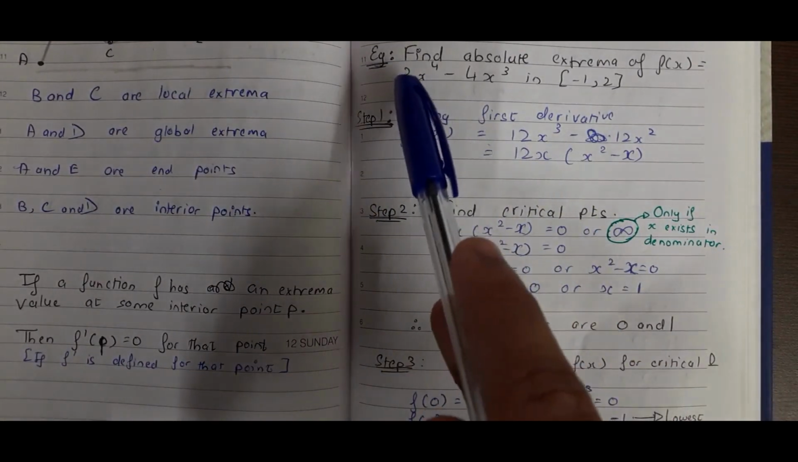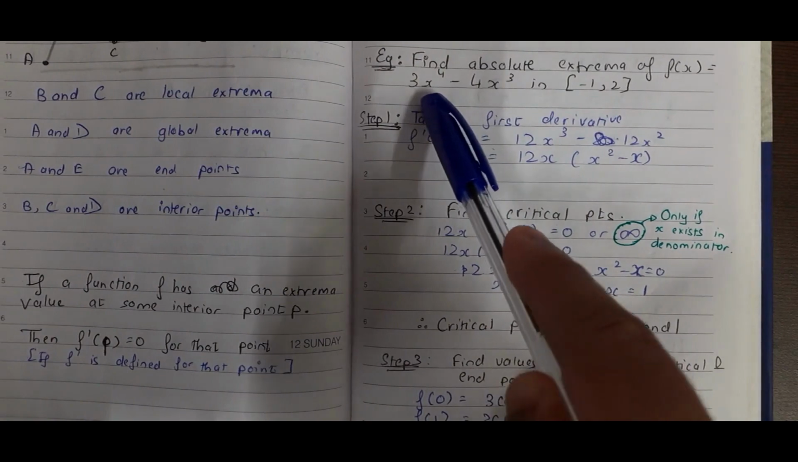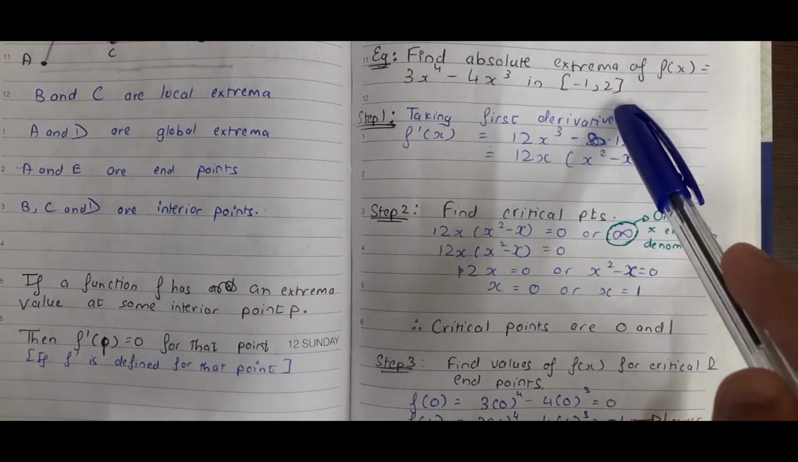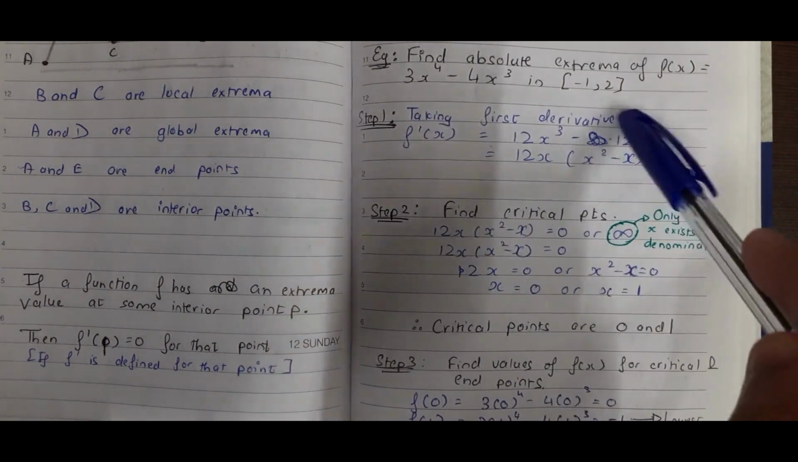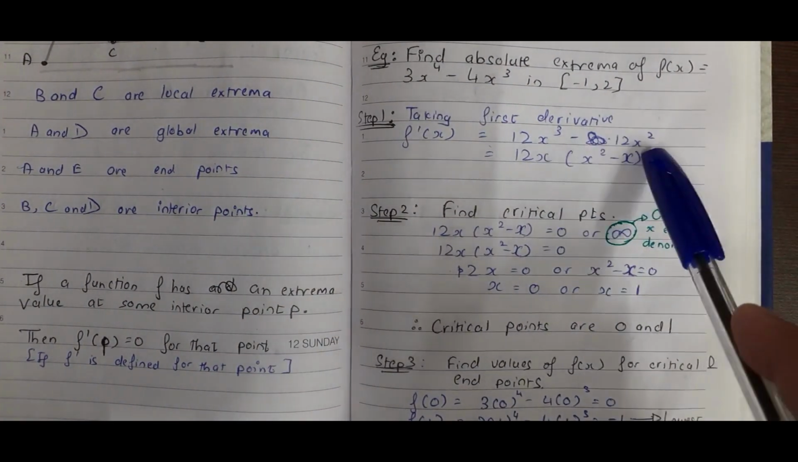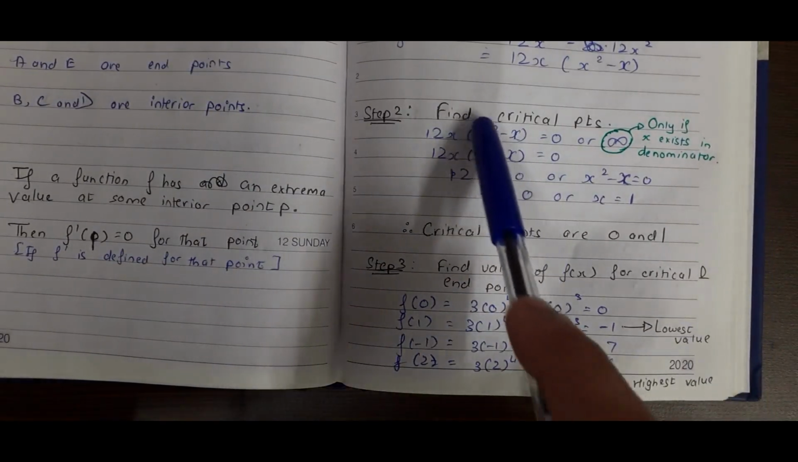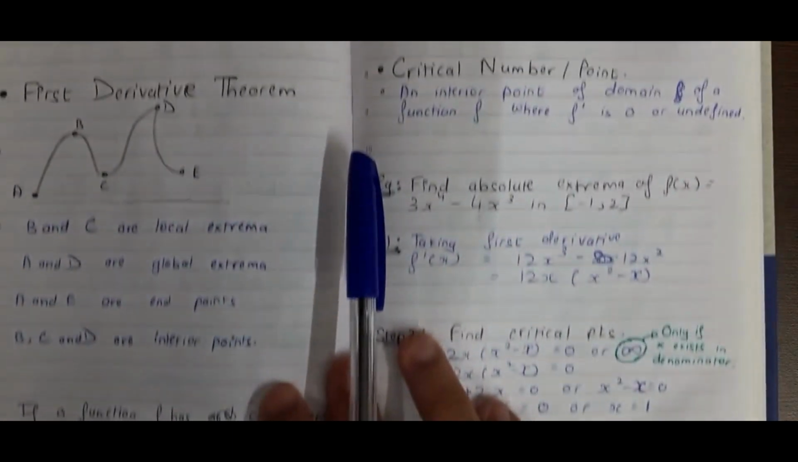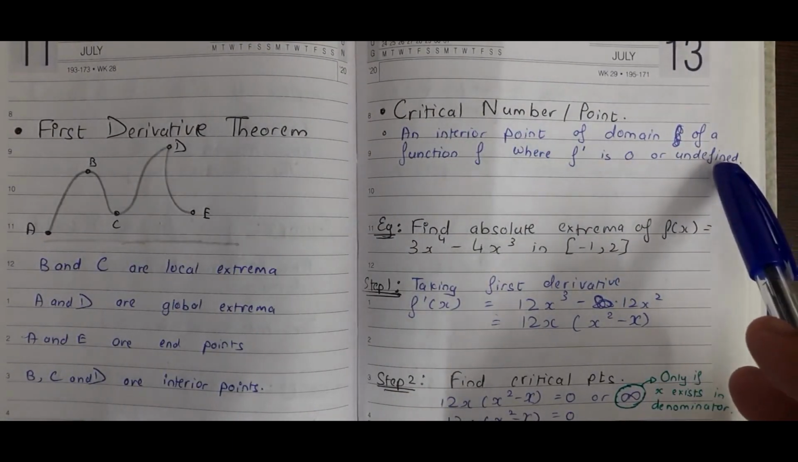Let's take an example. Find absolute extrema of f of x equals 3x to the power 4 minus 4x cubed on the interval minus 1, 2. The first step we do is we take the first derivative of the function. So we get f dash of x equals 12x cubed minus 12x squared. Then we have to find the critical point. Now a critical point exists when f dash is 0 or f dash is undefined, so f dash is infinity.